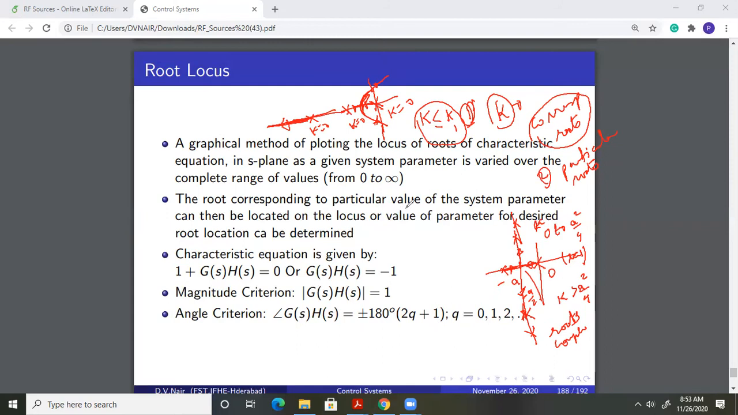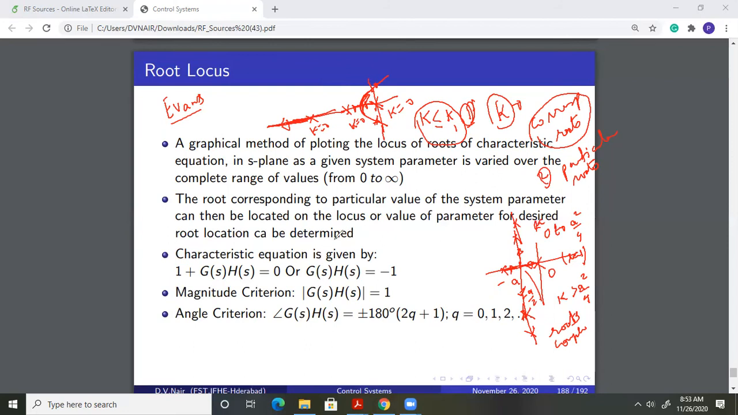Now, before that, let us understand two important criteria which Evans has used in developing his graphical technique. A great contribution by Evans in developing this method called root locus, that allows us to know the stability and system analysis quite easily by developing a simple graph.